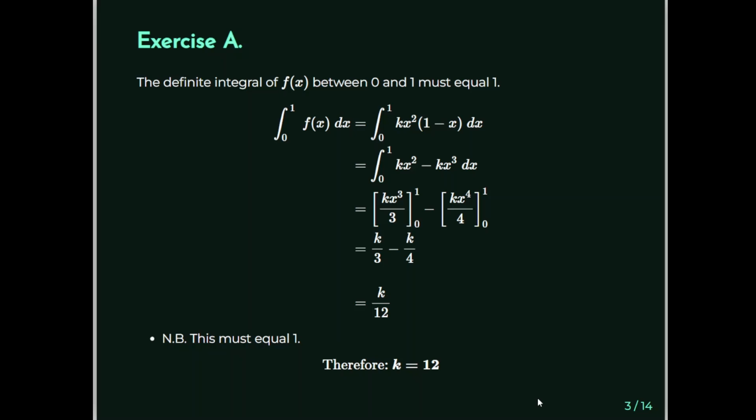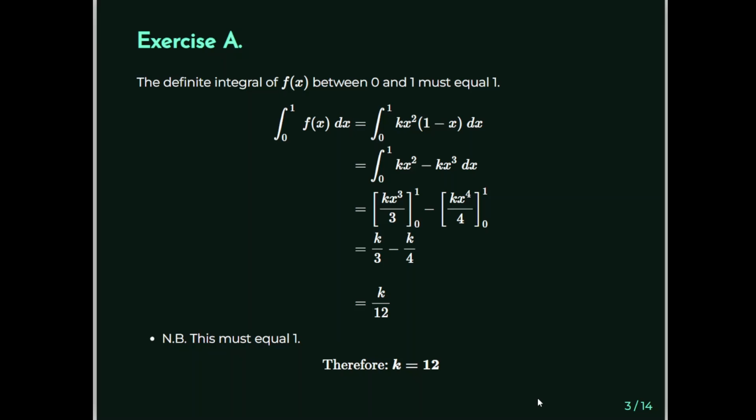Likewise, kx cubed, when we integrate that, we get kx to the power of 4 divided by 4, and again evaluated between 0 and 1, which is k times 1 to the power of 4 divided by 4 minus k times 0 to the power of 4 divided by 4, which is essentially k divided by 4. So our integral becomes k divided by 3 minus k divided by 4. If you simplify that algebraically, you get k over 12.